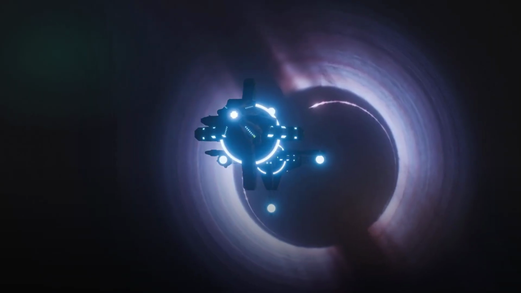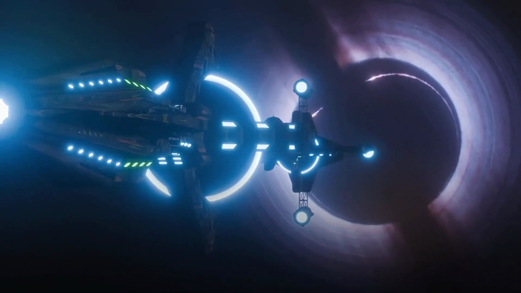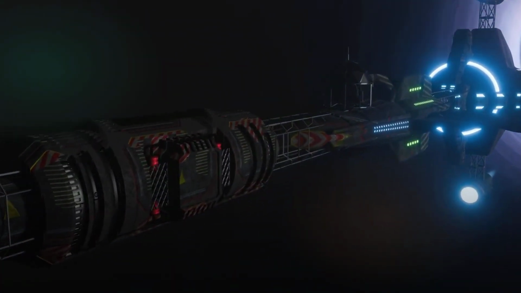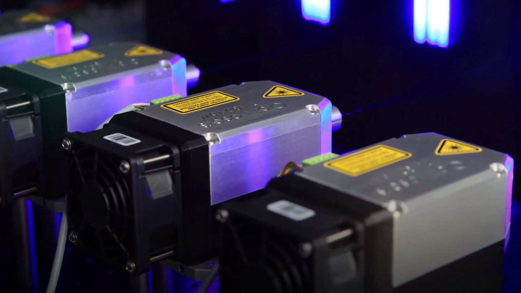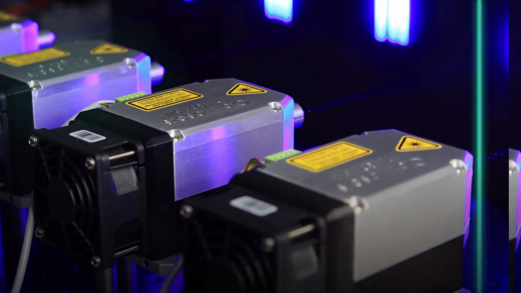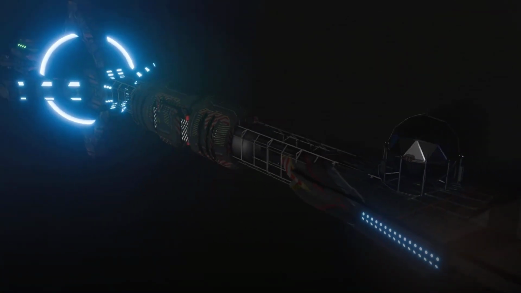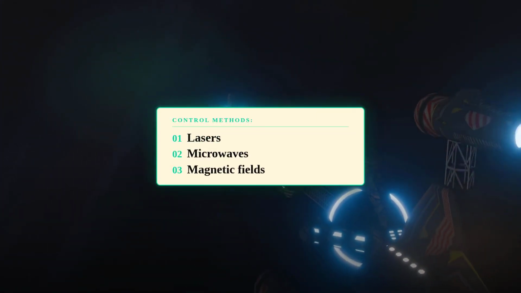For trapped ions, this involves focused laser pulses that can nudge an ion's quantum state from a 0 to a 1, or into superposition, or even entangle it with another ion. For superconducting qubits, scientists use microwave pulses, essentially tiny radio waves, to control the flow of current and induce quantum changes. These control mechanisms need to be incredibly accurate to avoid errors, which brings us to a major challenge.